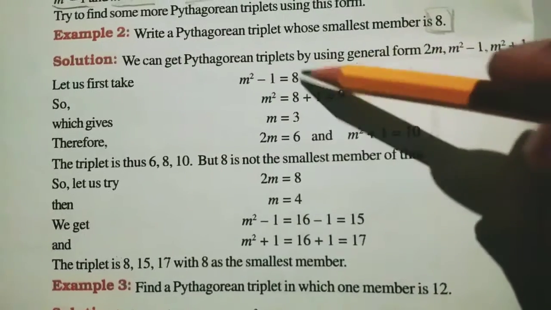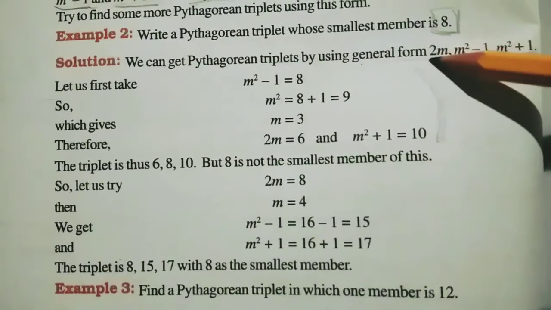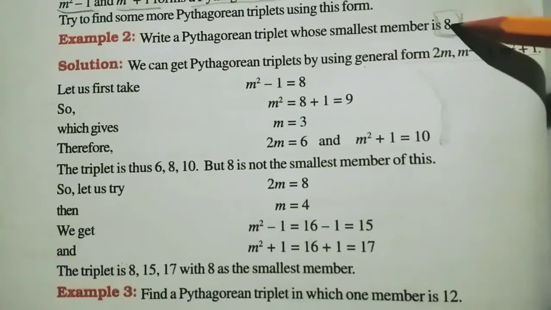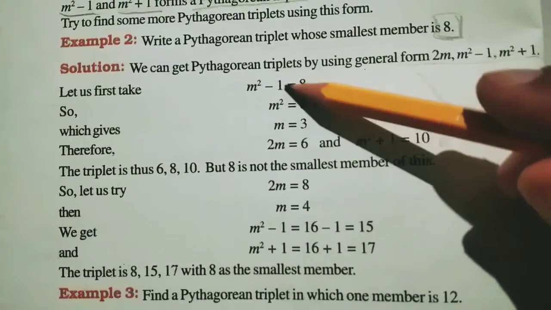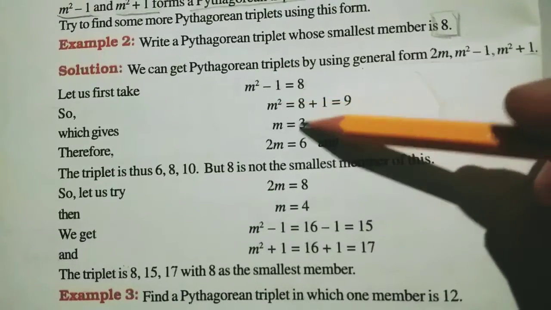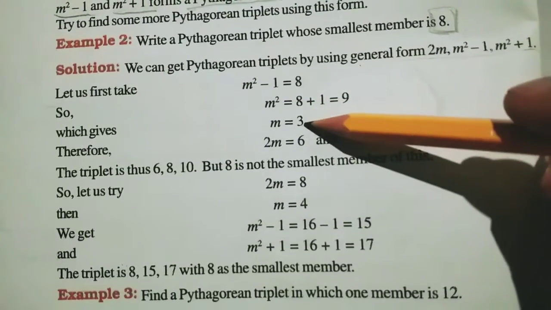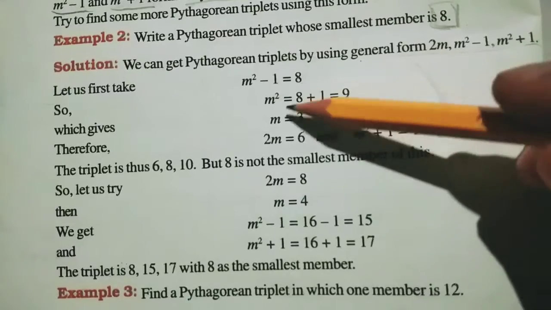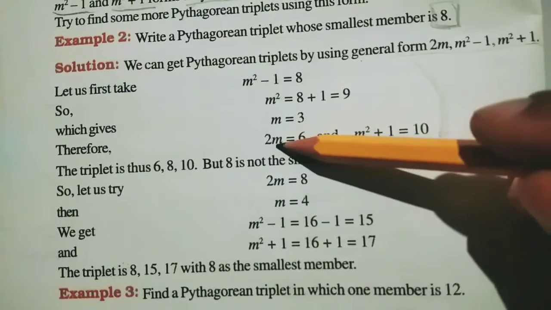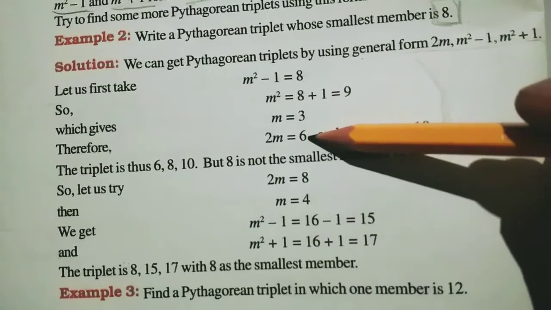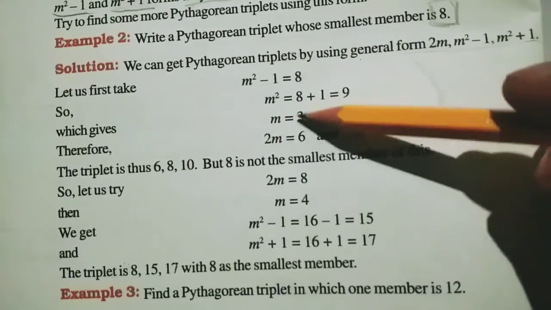Because one by one we'll put the value here. First of all, m square minus 1 equal to 8. You have to equate it. So m square equals 9, since 1 goes to the other side. Then the square goes to the other side and becomes a square root. The square root of 9 is 3. Now put the value of 3 in 2m: 2m equals 6, because 2 into 3 is 6.